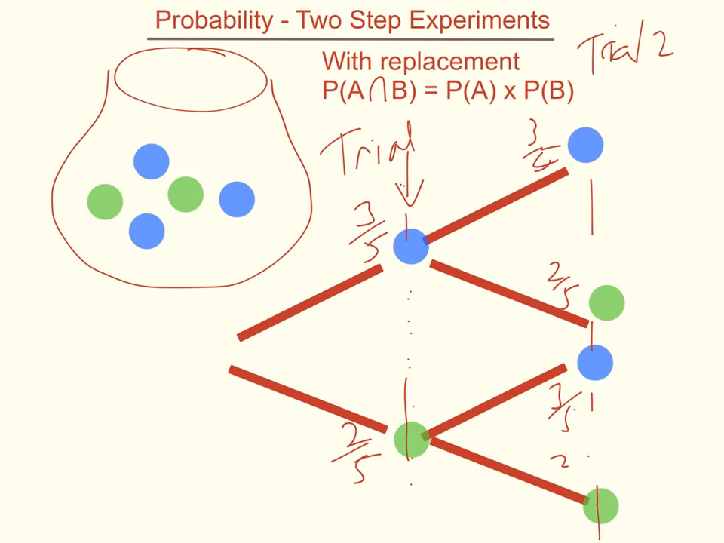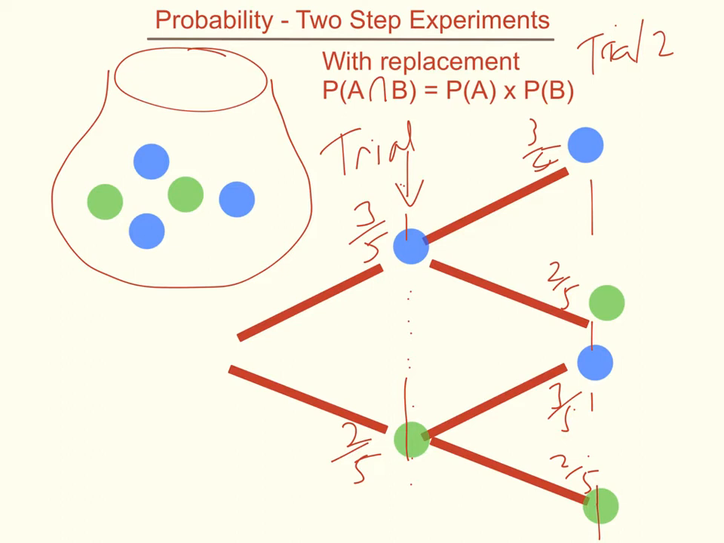3/5 and 2/5. To work out the probability of getting 2 events in a row, we use this rule up here. The probability of A intersection B is probability of A times probability of B. And that will work in this case because the 2 events are independent of each other.